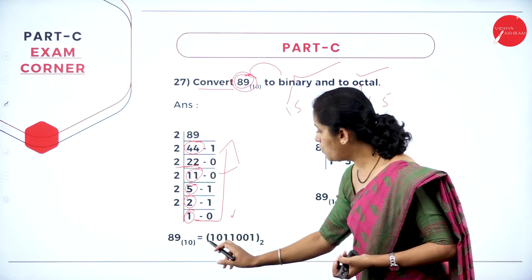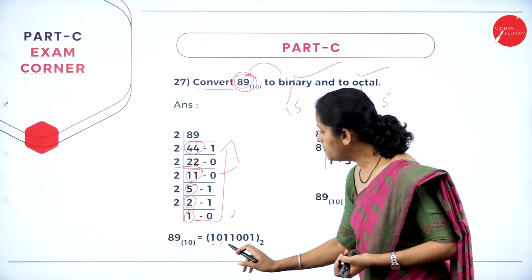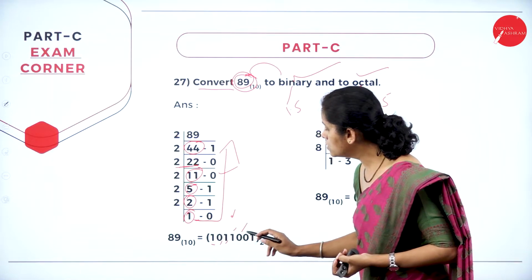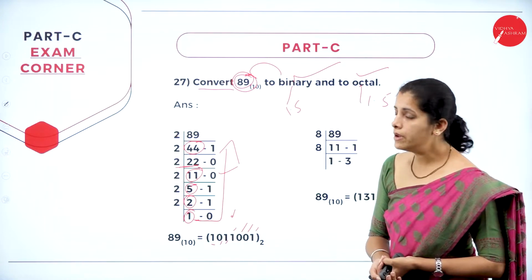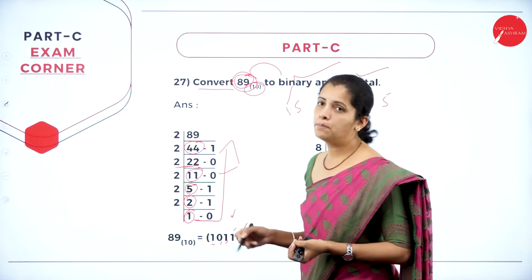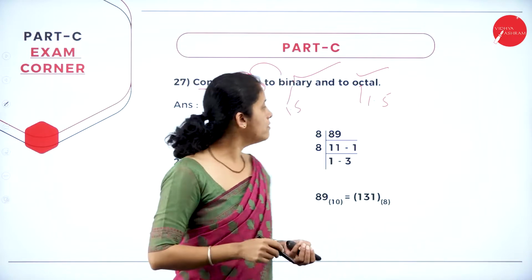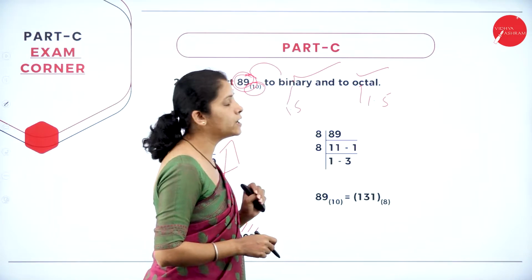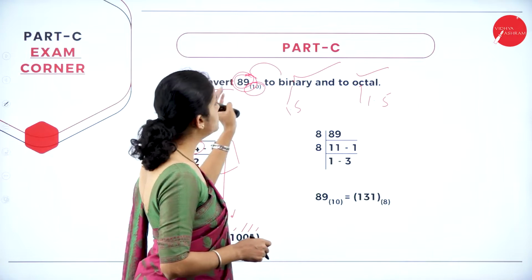So I'll write 1 0 1 1 0 0 1. This is the way I can convert a decimal number to binary. Now let me consider another conversion, that is decimal to octal.